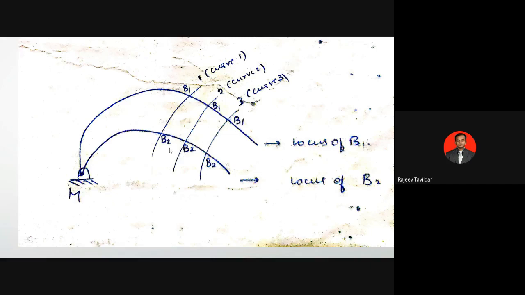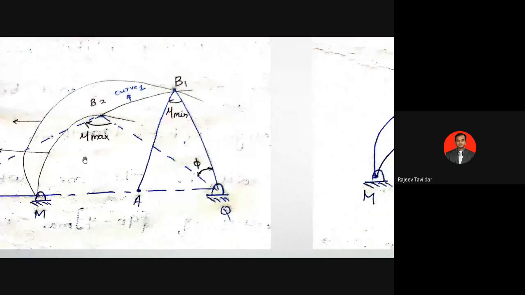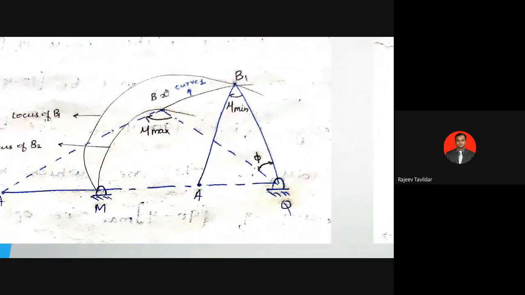Okay. How did I get this B2? For this existing mechanism, I've highlighted here as a curve 1. So if you know B1, you can locate B2 by using this curve. Because you know what is mu min and mu max, because you know what is theta 2. Based on theta 2, you will get to know what is mu min and mu max. So if I know one B1, I can locate B2.